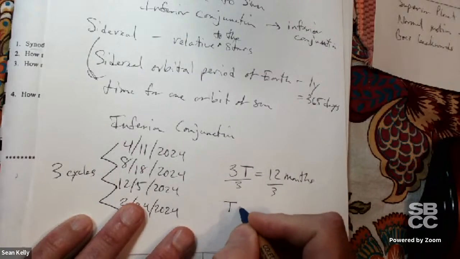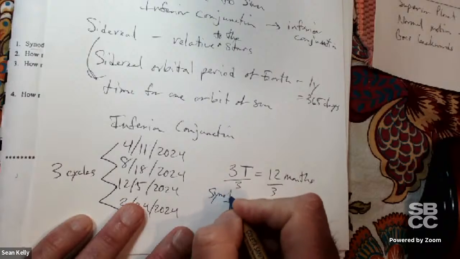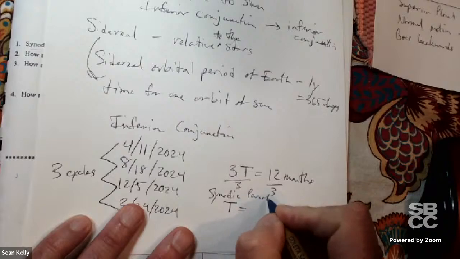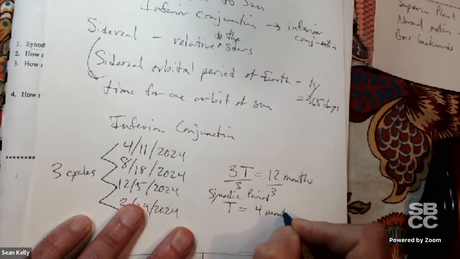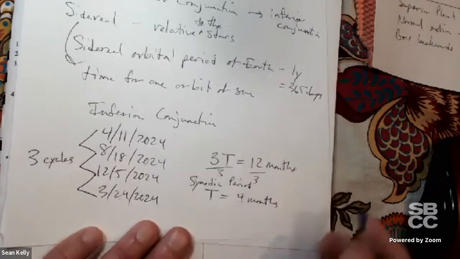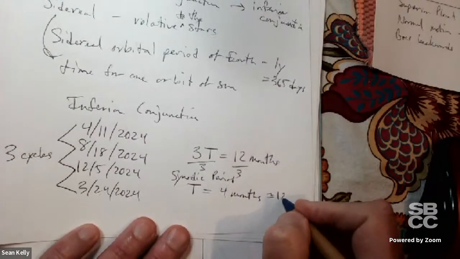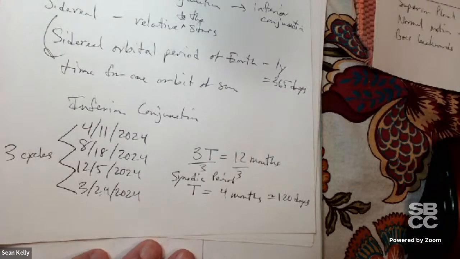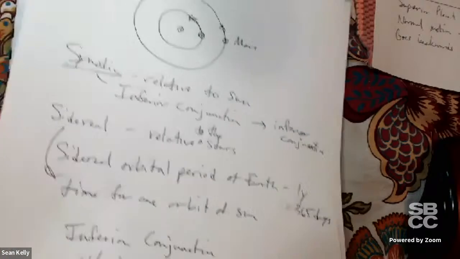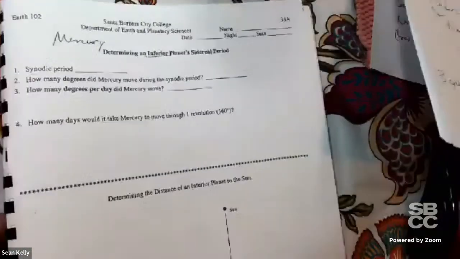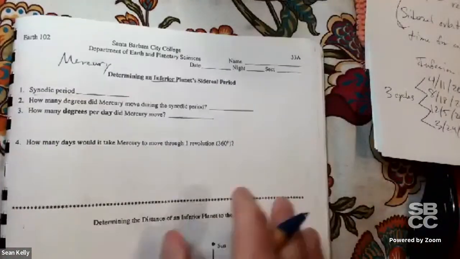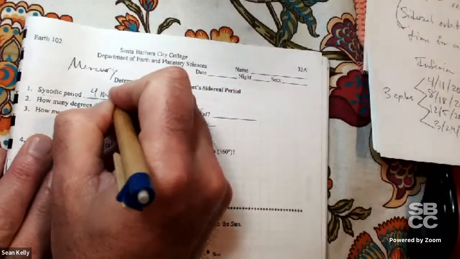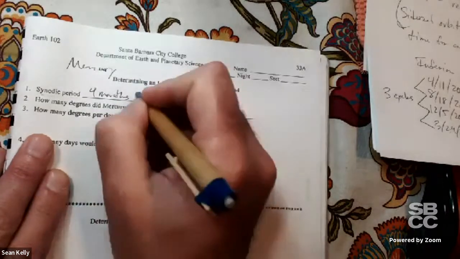Mercury's orbit, synodic period, because we looked relative to the sun. The synodic period is about 4 months. And so 4 months is about how many days? About 120 days. Okay, now we're being friendly here. Remember, we're being friendly. So what I want you to do now is we're going to fill in this table, this chart. We got a synodic period of about 4 months, or about 120 days.